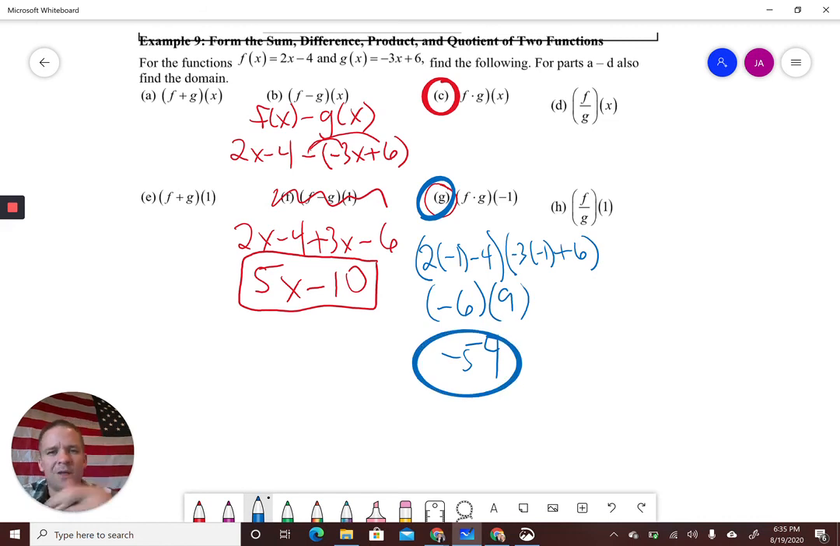Otherwise we would have had to FOIL that out, and oof, it gets kind of messy. Well, not really. It's not that bad. It's foiling. But plugging it in, working with the numbers, it was much easier, I think.